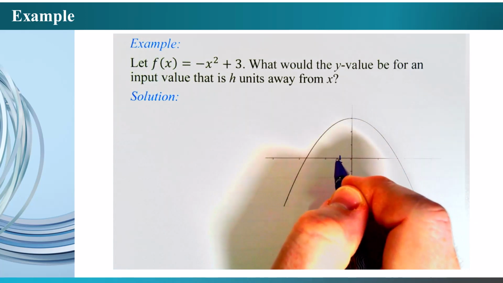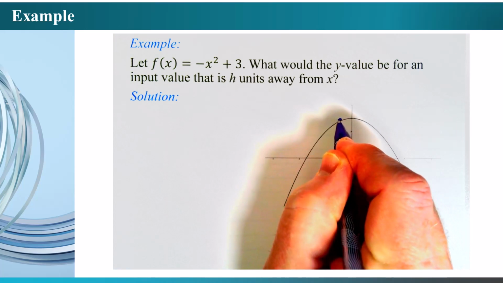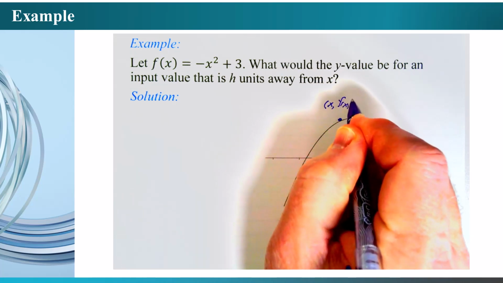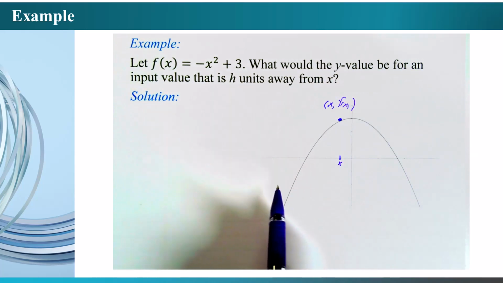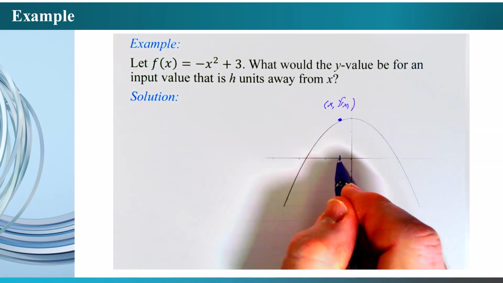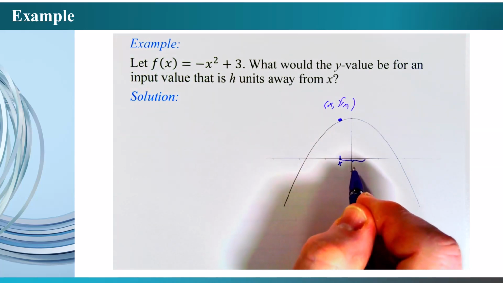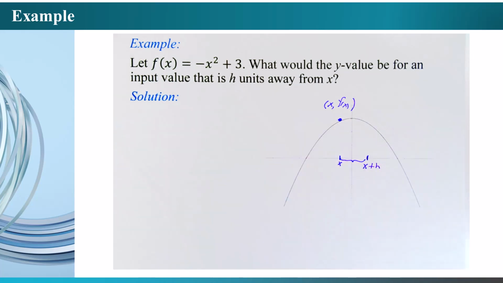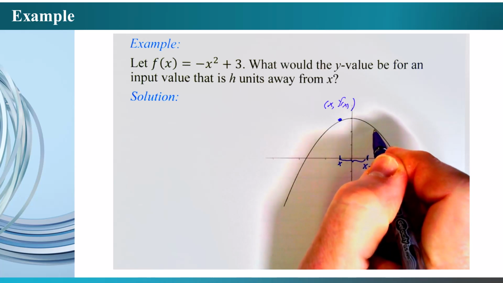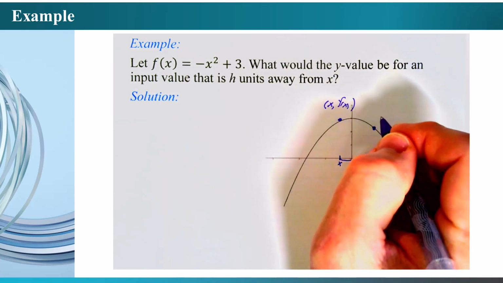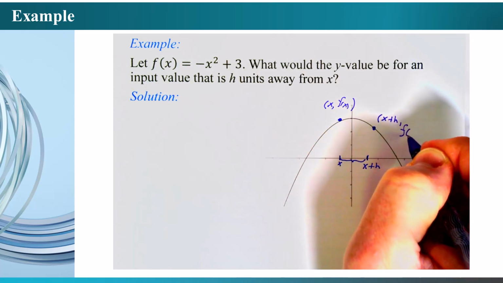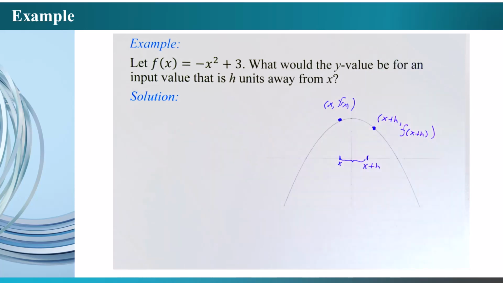Right now, just generically, I know that I've got a point up here where the x value is x, and the y value is f of x. And so what happens if we go h units over from that? So I'm going to move over here some amount, and this would be h units, which will give me a new value, x plus h. And on the graph, I would have a point up here. The x-coordinate would be x plus h, and the y-coordinate would be f of x plus h. So the question here is, well, what is that y value?